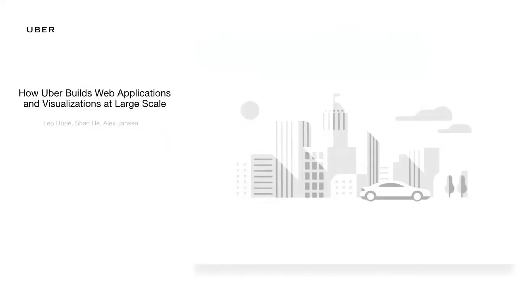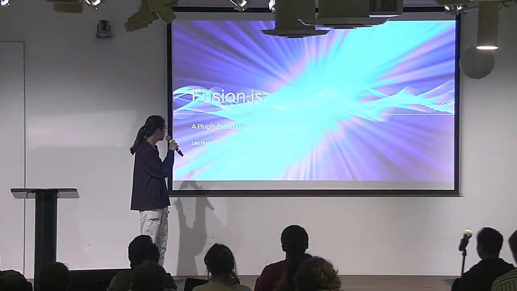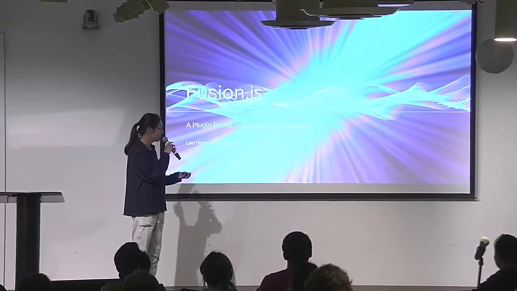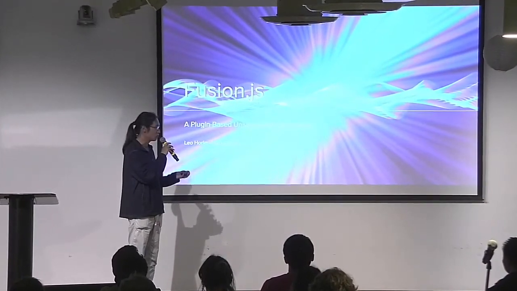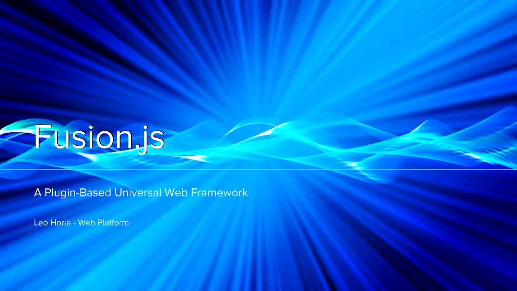I'm going to be talking about Fusion.js. It's a web framework that we use at Uber, and it's going to be basically the platform that all web projects at Uber use going forward. We released it internally at the beginning of the year, and we've been piloting it with some projects with some success. And we've just updated the homepage for the open source version of this.